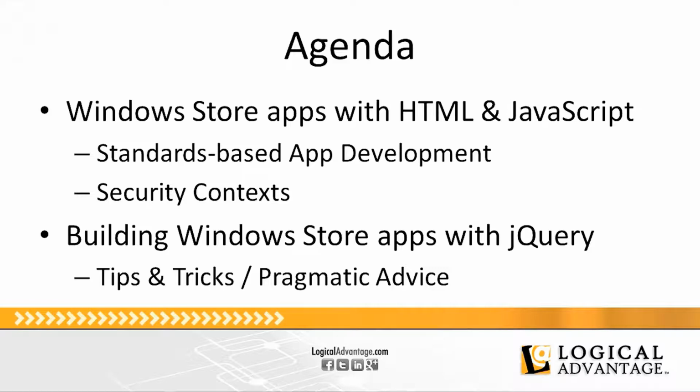We're going to talk a lot about security context, because this is a thing that you're going to fight and struggle and bang your head against your keyboard with. There are some things you're accustomed to doing one way currently on the web, and you can't exactly do it that same way within a Windows Store app. Then we're going to dive into some specifics with using jQuery, and we'll end with some tips and tricks and pragmatic advice that we can all take home when we start our next Windows Store project for whichever customer we're working on.